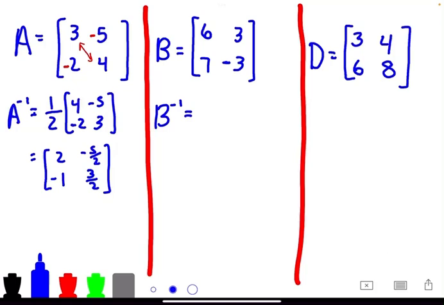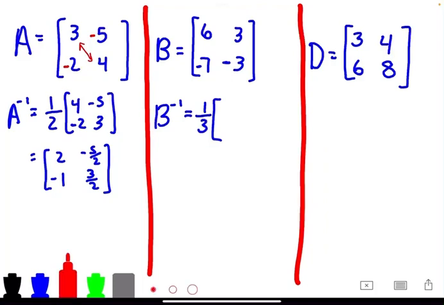B inverse. Now remember what we need to do in this case. We're going to make that negative. Let's see what we need to do in this case. We have 6 times negative 3, which is negative 18, minus 3 times negative 7, which is negative 21. Negative 18 minus a negative 21 gives us 1/3.